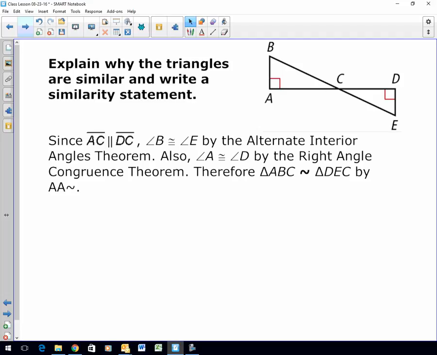We haven't done transversals yet, so that's coming. Once we do that, that'll make more sense. Angle A is congruent to angle B by the right angle congruence theorem. Therefore, triangle ABC is similar to triangle DEC by the angle-angle similarity postulate. This is what we'll be doing.